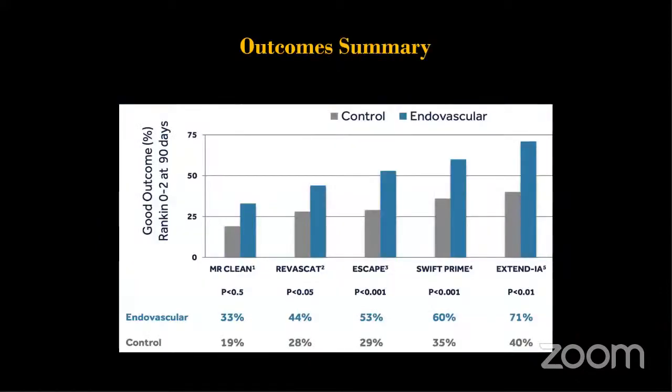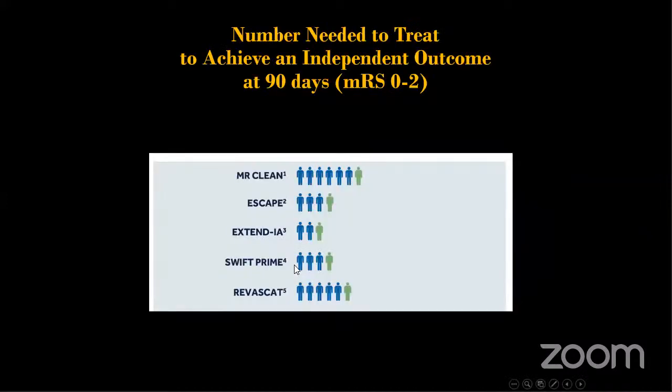If we see the outcome summary in these trials, there was a very statistically significant difference in the mRS at 90 days. The number needed to treat to achieve an independent outcome at 90 days, keeping the patient independent after the stroke: in MR CLEAN it is 1 in 7, ESCAPE 1 in 4, EXTEND-IA 1 in 3, SWIFT PRIME 1 in 4. REVASCAT, you have to treat 6 patients to have a good outcome in 1 patient.